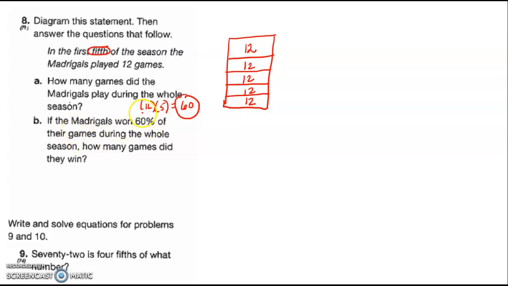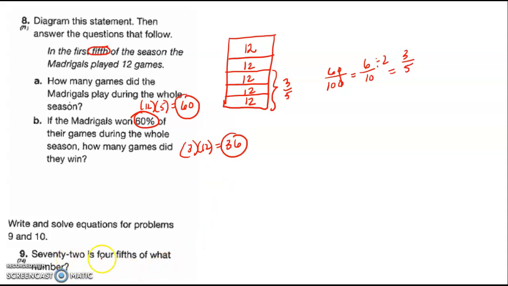And then it says if the Madrigals won 60% of their games during the whole season, how many games did they win? So 60%, 60 per 100, which is 6 over 10. If I divide by 2, I get 3/5. So 3/5 is how many they won. So that's going to be 3 times 12, which is 36.